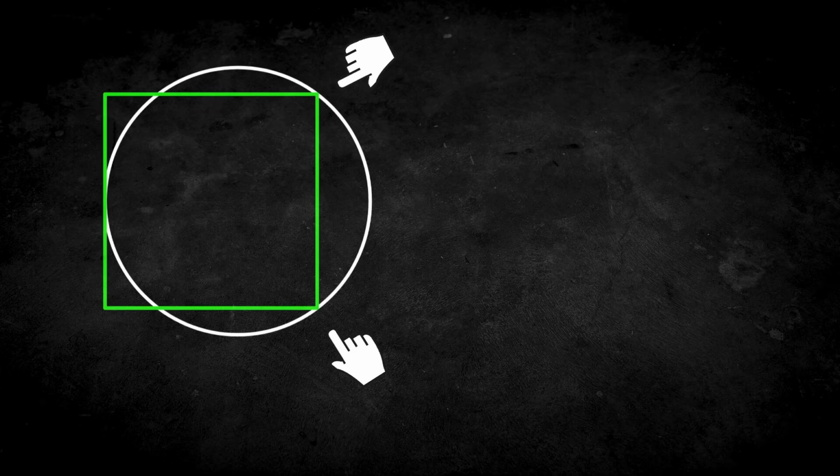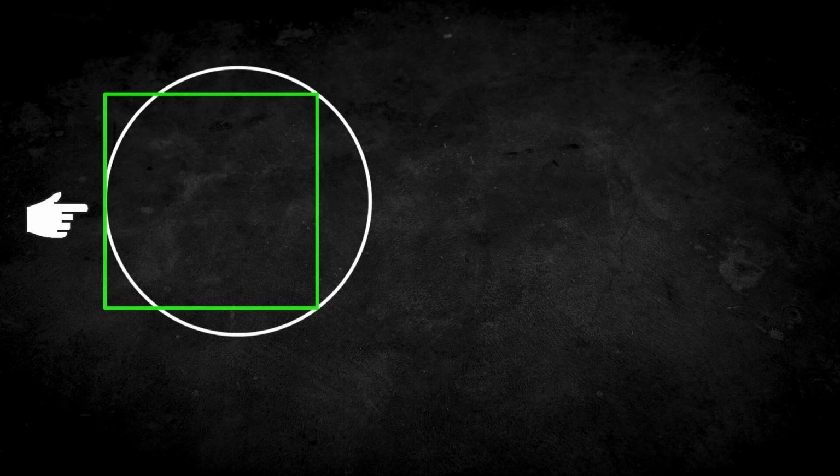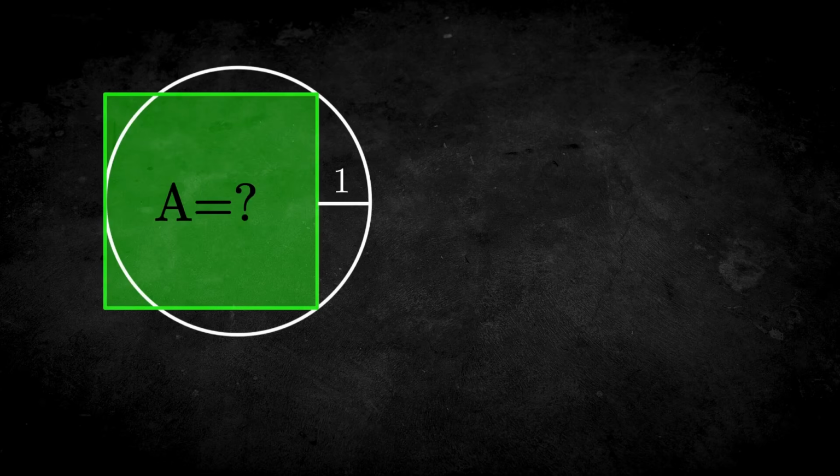Consider this circle. A square is drawn such that two of its corners are on the circumference of the circle and one side is tangent to the circle. If this distance is 1 unit long, can you find the area of the square?